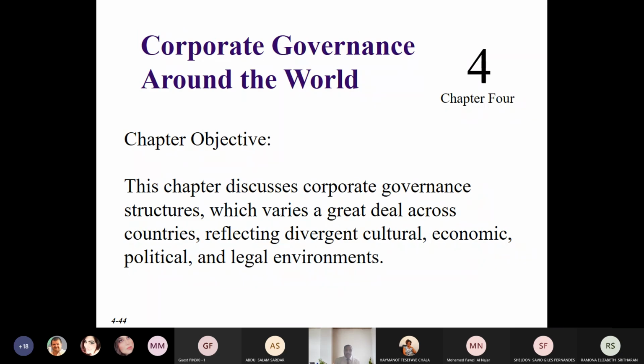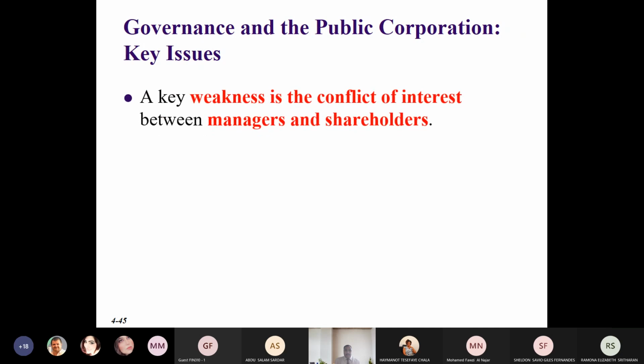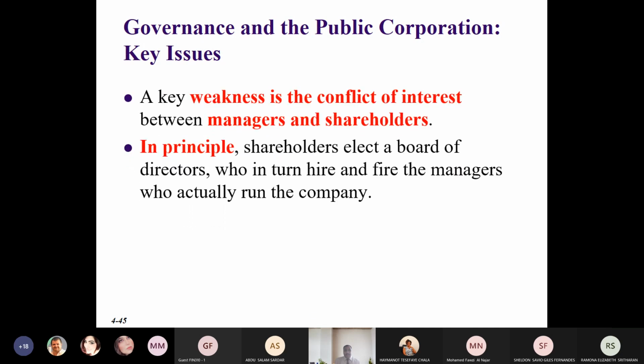Then the next and a very important chapter for us is corporate governance. Do you have any idea what corporate governance is? Have you ever heard about corporate governance? What do you think it is? Anyone? What is governance? That's a very common word that we apply even to a country. The governance is not good in this country, or governance is good in this country. What is governance?